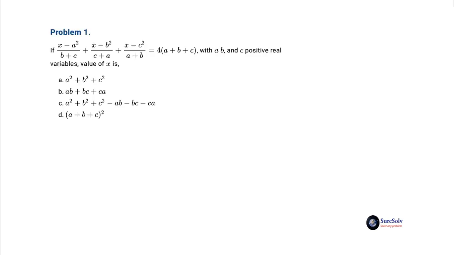The problem is: if (x minus a) square by (b plus c) plus (x minus b) square by (c plus a) plus (x minus c) square by (a plus b) equals 4(a plus b plus c), with a, b and c positive real variables, the value of x is: option A, a square plus b square plus c square; option B, ab plus bc plus ca; option C, a square plus b square plus c square minus ab minus bc minus ca; and option D, (a plus b plus c) whole square.